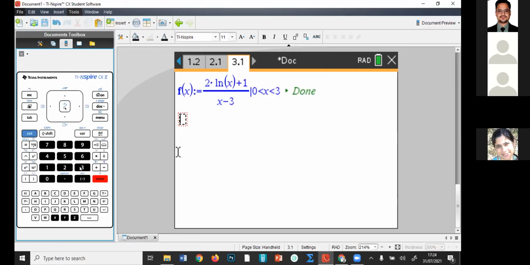So this is my function. Now the first part of the question reads, find f prime x, that is the first derivative. So first derivative, I think we don't need to do. So part A, we can do it. You can do it yourself.